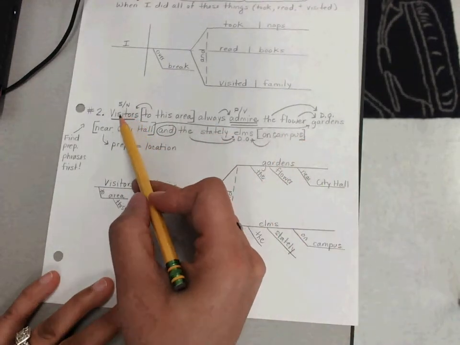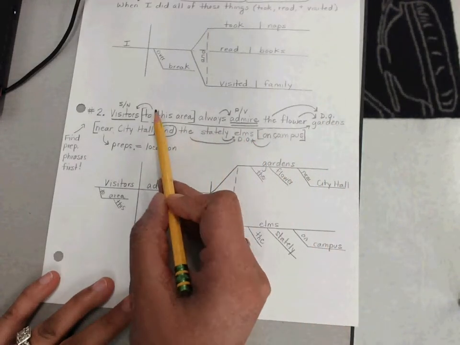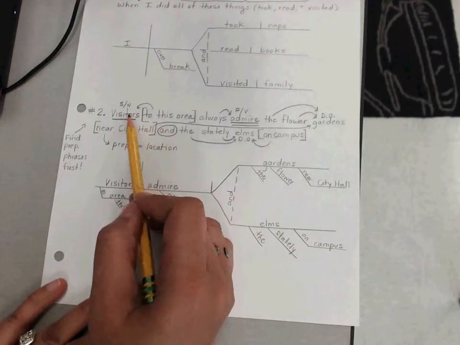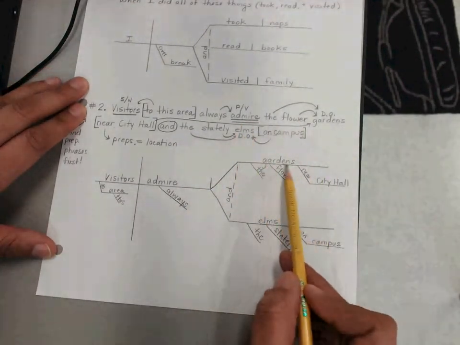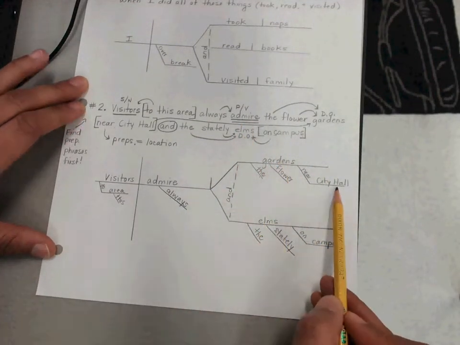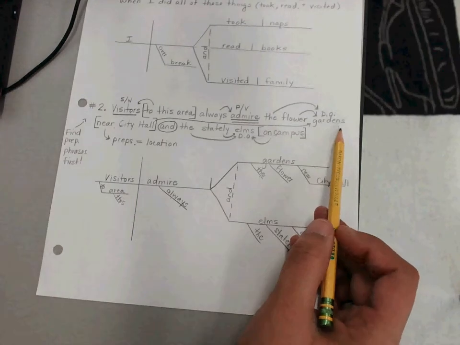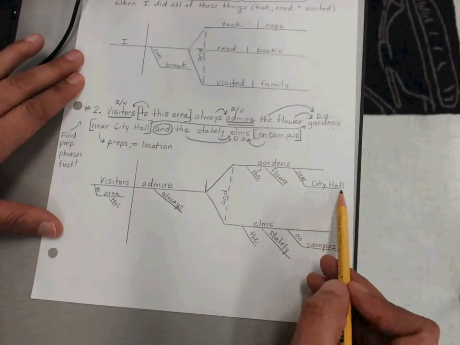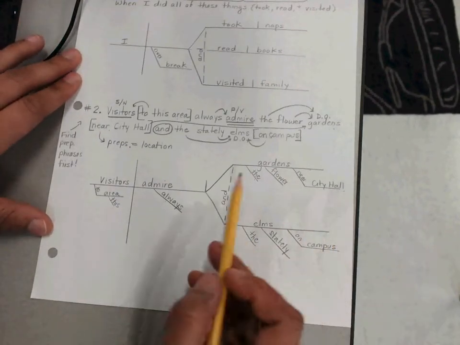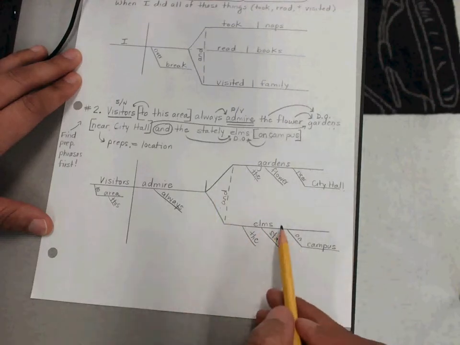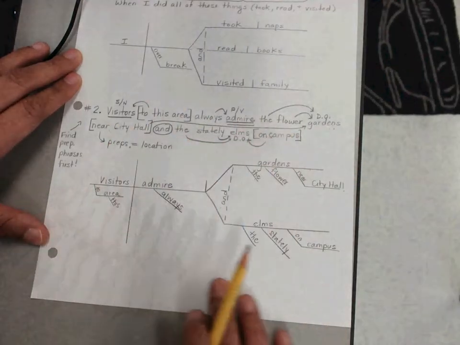So then you're left with visitors always admire the flower gardens and the stately elms. These preps are just acting as modifiers. So it's visitors to this area. They always admire, okay? What do they admire? Gardens, the flower gardens, and the gardens near City Hall, okay? That's describing the gardens, not the gardens on Main Street. It's the ones near City Hall. You're going to notice I put City Hall on one line because it is capitalized as a proper noun, so it's fine to be together. I have my coordinating conjunction and then I have elms, the stately elms, and the ones on campus. All right, so that's the diagram for this one.